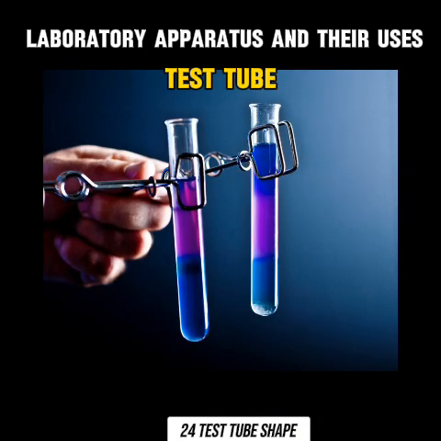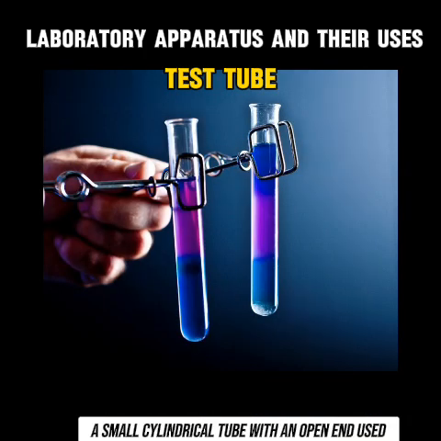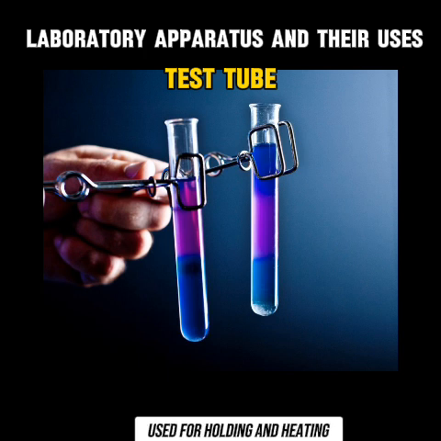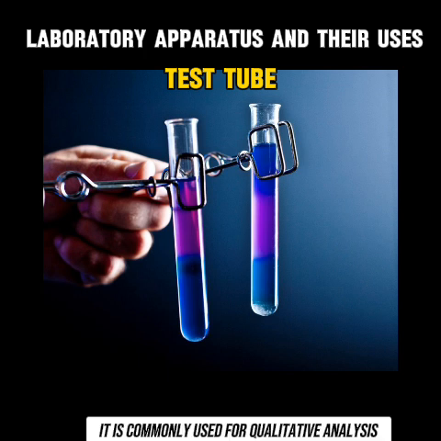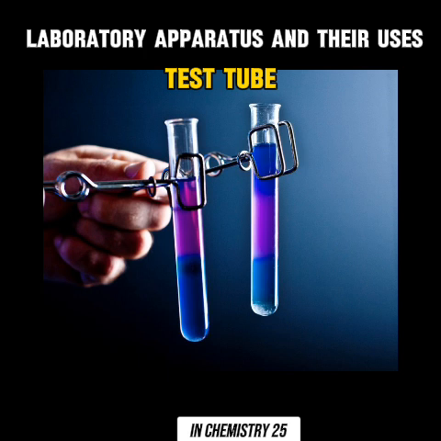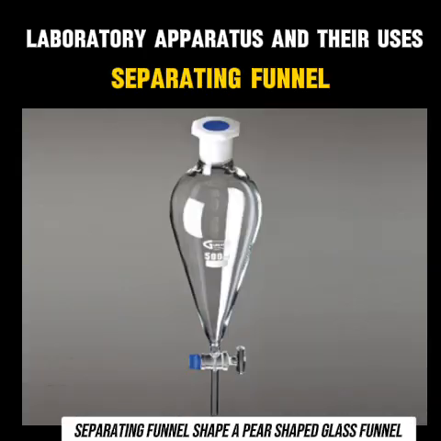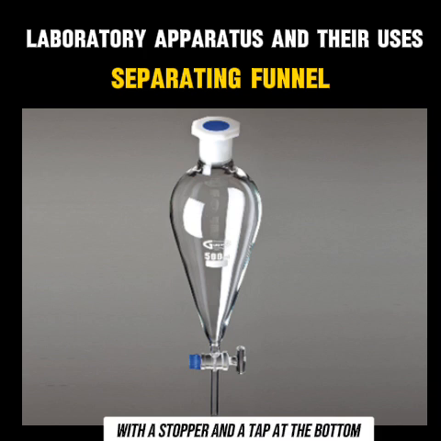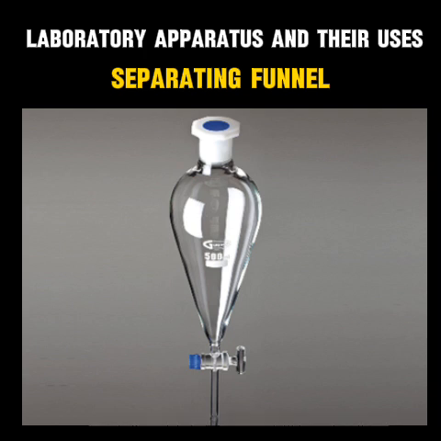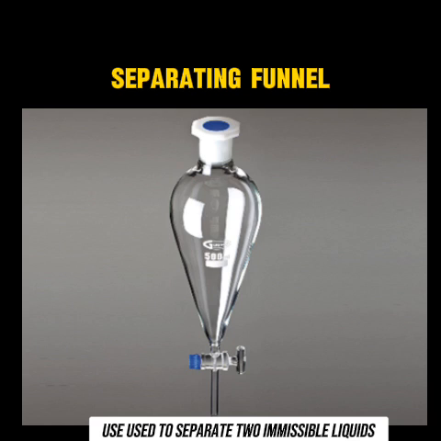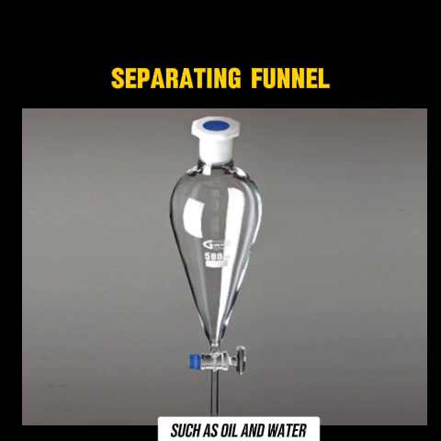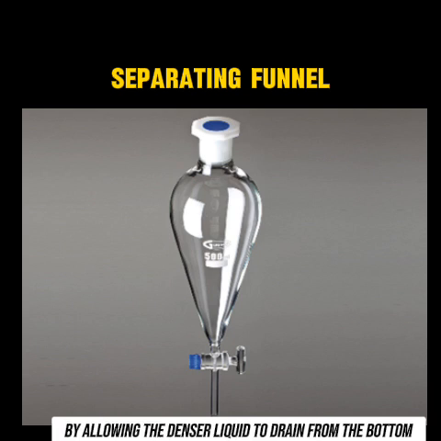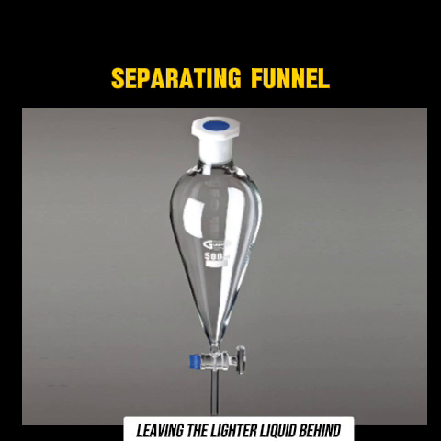24. Test tube. Shape. A small cylindrical tube with an open end. Used for holding and heating small amounts of substances. It is commonly used for qualitative analysis in chemistry. 25. Separating funnel. Shape. A pear-shaped glass funnel with a stopper and a tap at the bottom. Use. Used to separate two immiscible liquids, such as oil and water, by allowing the denser liquid to drain from the bottom, leaving the lighter liquid behind.